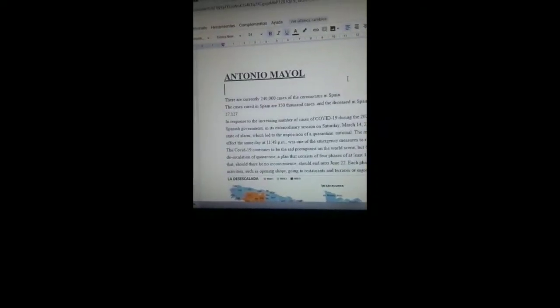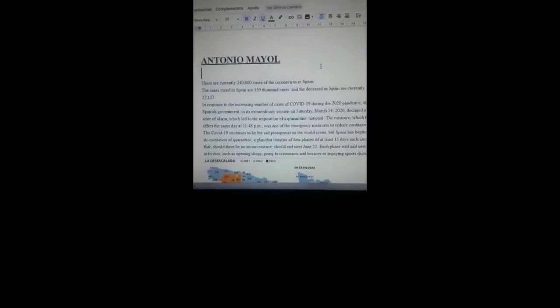I'm going to talk about the situation of COVID-19 in Spain. There are currently 240,000 cases of the coronavirus in Spain. The cases currently in Spain are 100,000 cases and the cases in Spain are currently 27,127.